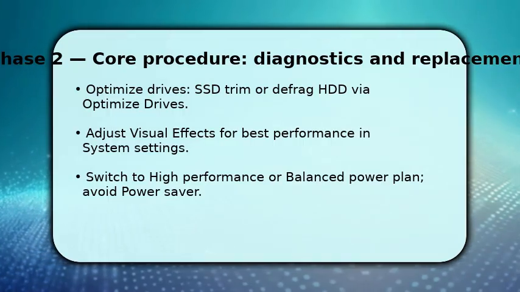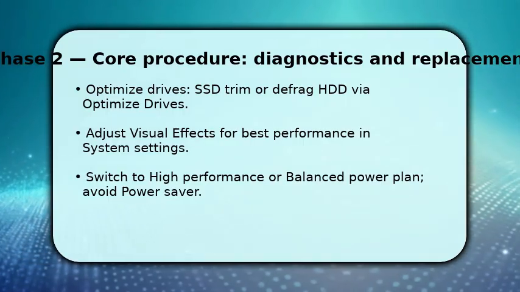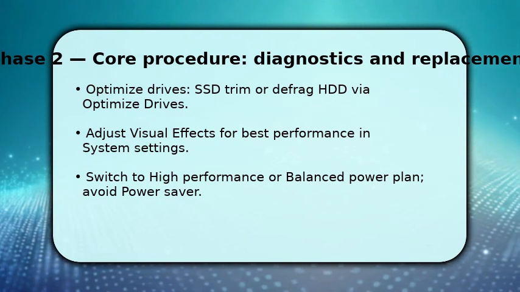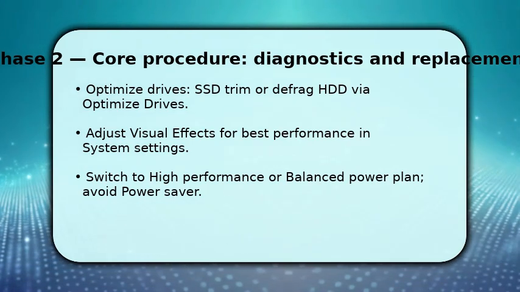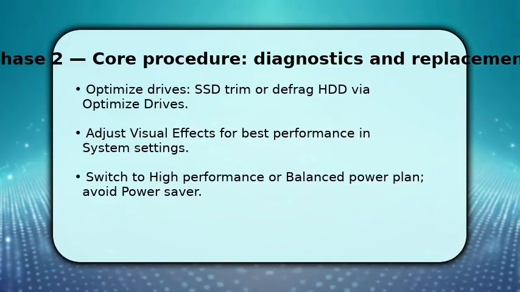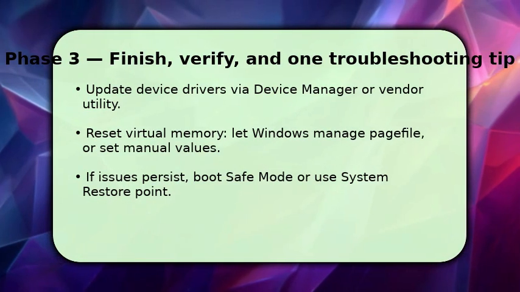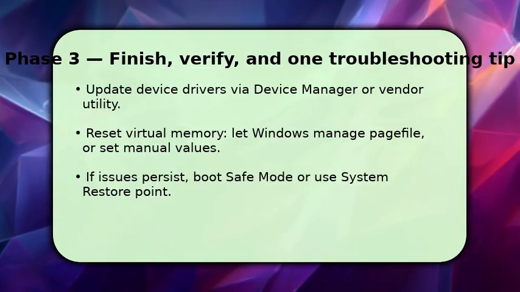Finally, remove unused apps and background processes. This cuts memory use and reduces page file churn, so Windows spends less time swapping. And to finish, update drivers for graphics, storage, and chipset because outdated drivers cause slowdowns.